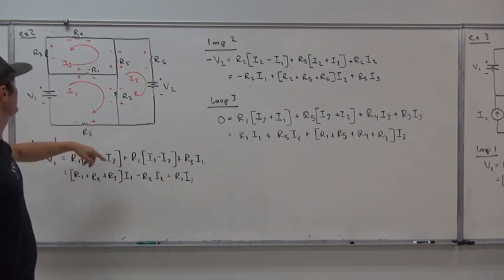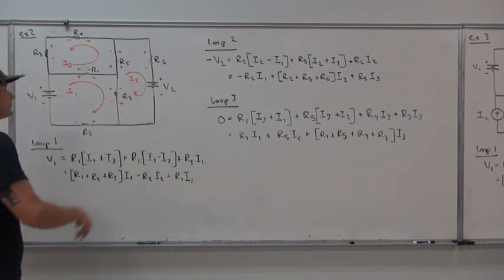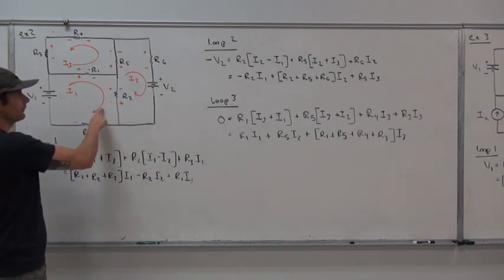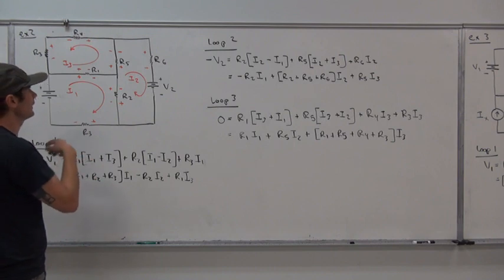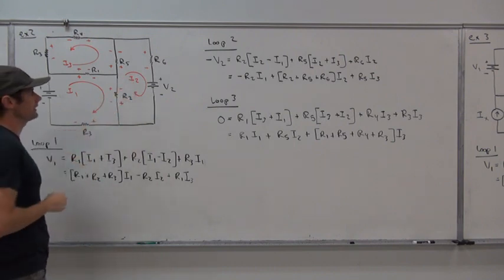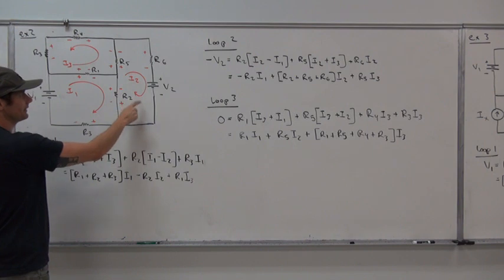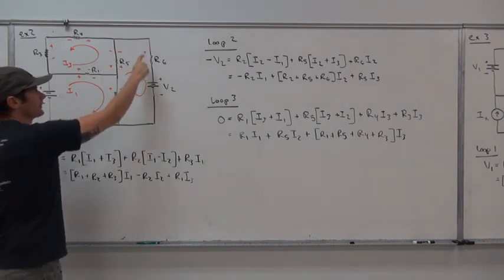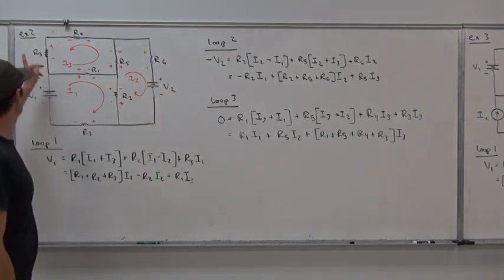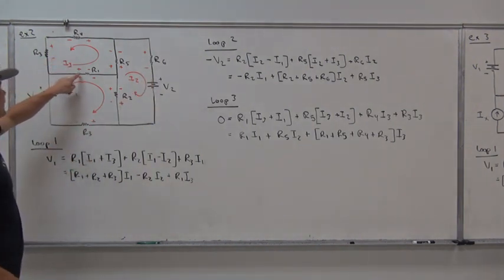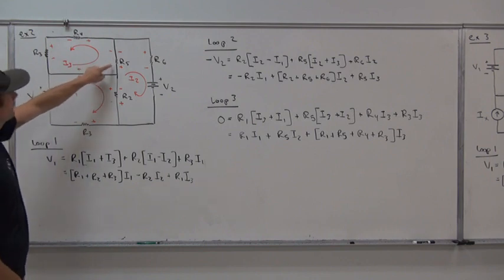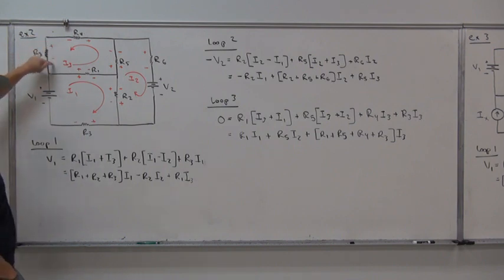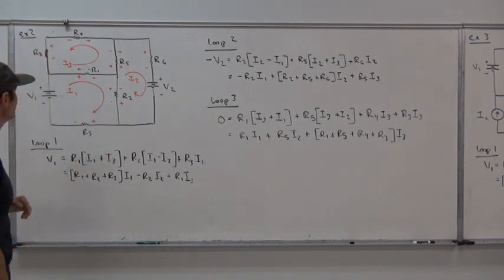So in this case, if we look at I2, obviously right here, I2 is going to flow against I1. And so that means that we're going to have a positive to negative orientation for that polarity for R2 in that manner for I2. And then also for R5, positive to negative. Let's look at loop 3 here. Positive to negative for R1, positive to negative for R5, positive to negative in that orientation for R4, and positive to negative in that orientation for R3.